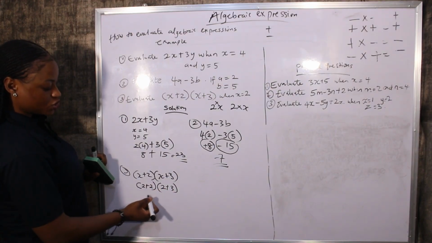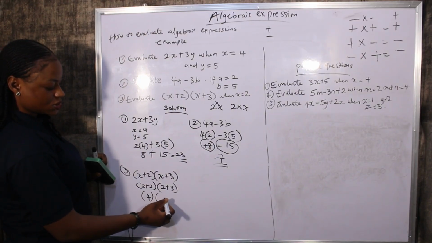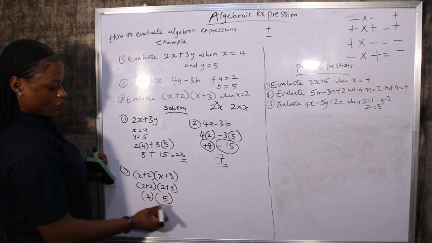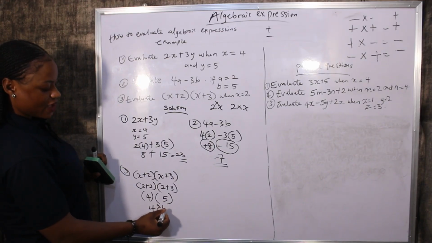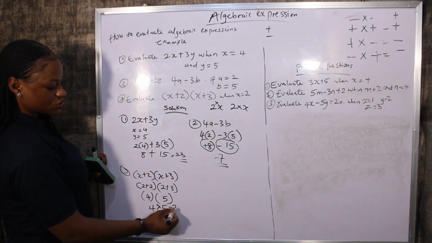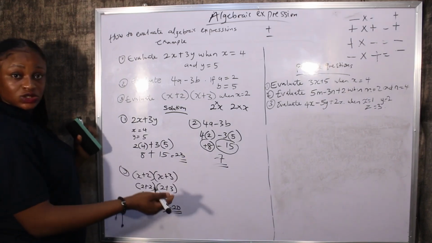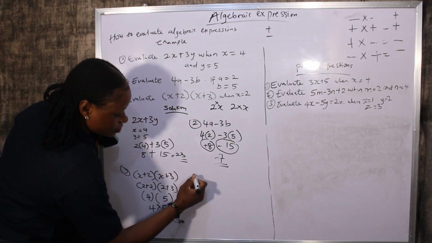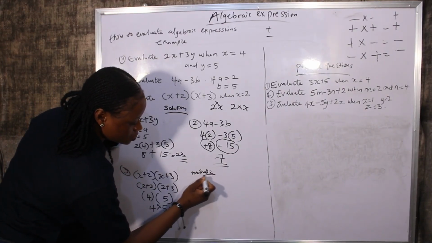So 2 plus 2 is what? 4. 2 plus 3 is what? 5. Remember, bracket means what? Multiplication. So 4 times 5 will give us what? 20. This is the first method. Now let's use another method to solve this. Let me write it here, method 2.